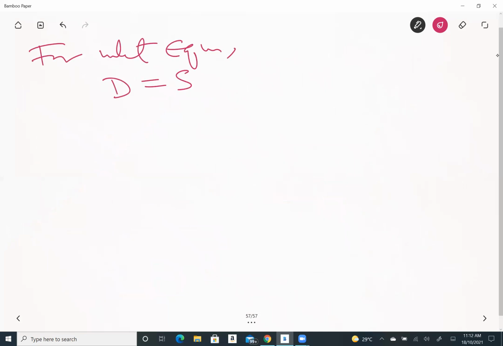The demand function intersects with the supply function, and the equilibrium would be the equilibrium quantity. Call it Q star. And then we also sometimes call it market, market or equilibrium quantity.